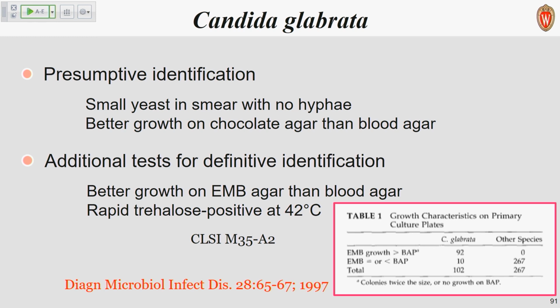Glabrata, within the M35 document, if you're an EMB user, you probably know that glabratas show up as bigger colonies than the teeny tinies that they show up on blood agar. So labs that use EMB, in the whole Coke versus Pepsi, MacConkey versus EMB argument, those of you using EMB could have a benefit in doing that, and then fire up a rapid trehalose after that.